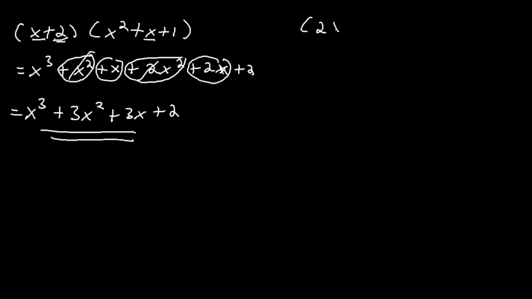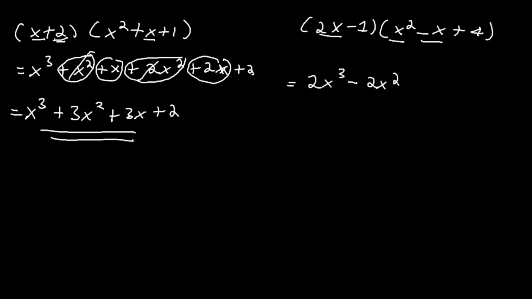All right, let's practice another example. Let's multiply 2x times x squared, which will be 2x to the third power. Now multiply 2x times negative x, which will give you negative 2x to the second power. Now 2x times 4 will be positive 8x. Now negative 1 times x to the second power will be negative x to the second power. Now negative times a negative, that's positive x. And negative times a positive will give you negative 4.